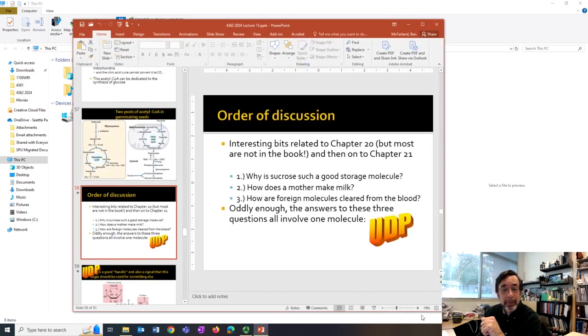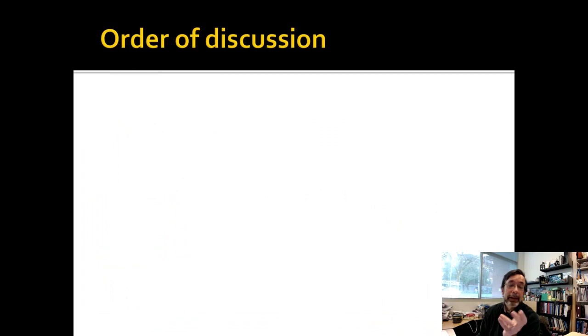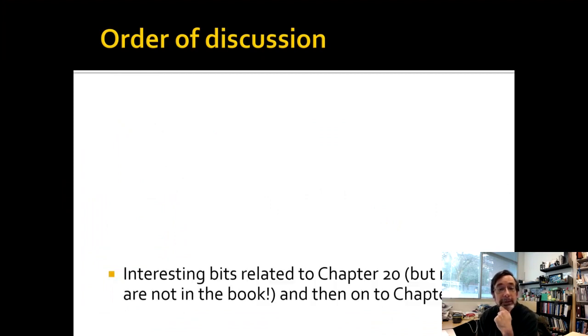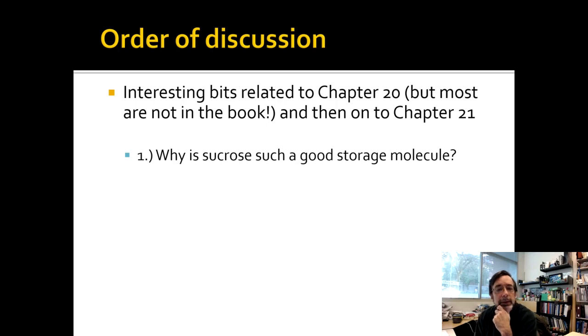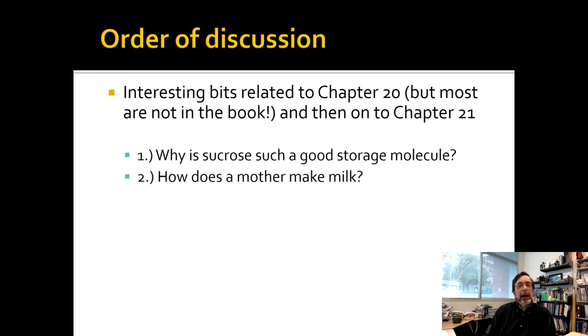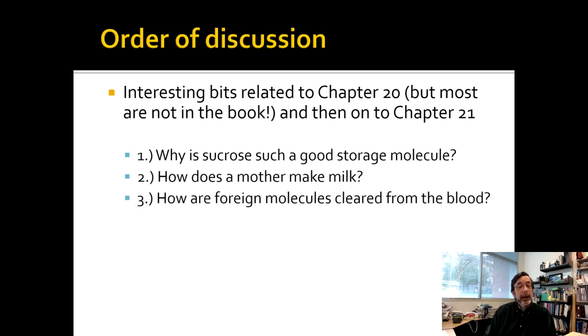And the reason why I want to have this as a single mini lecture is because there's really one answer to all three questions that we have right here. So these are related to chapter 20. This is mini lecture chapter 20A. And then we're going to move on to chapter 21, which is what we already did. So the three questions, and these all have the same answer in a sense: Why is sucrose such a good storage molecule? How does the mother make milk? And how are foreign molecules cleared from the blood?